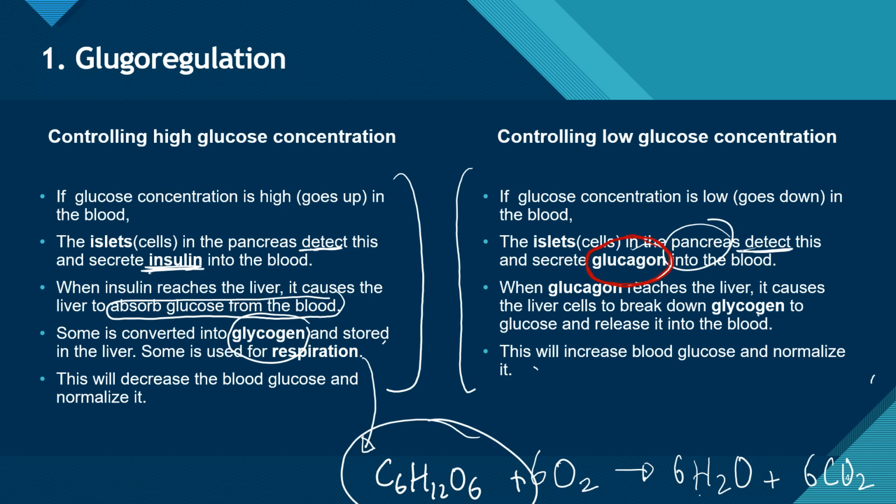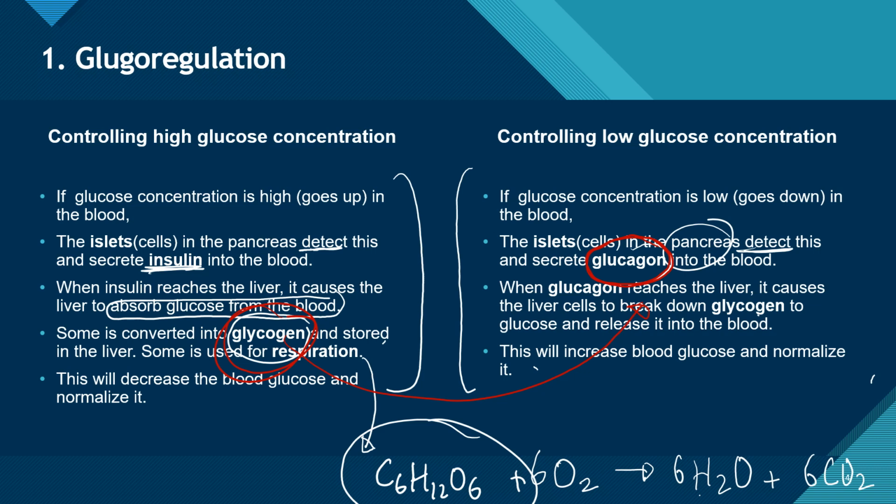Once the glucagon reaches the liver, it causes the liver cells to break down the glycogen. Now, where is the glycogen coming from? The glycogen is coming from when there was high glucose concentration and insulin was produced and the glucose was converted to glycogen. So now the glucagon will come and break down the glycogen into glucose again so that it will flow in the blood and increase the glucose concentration to stabilize it.